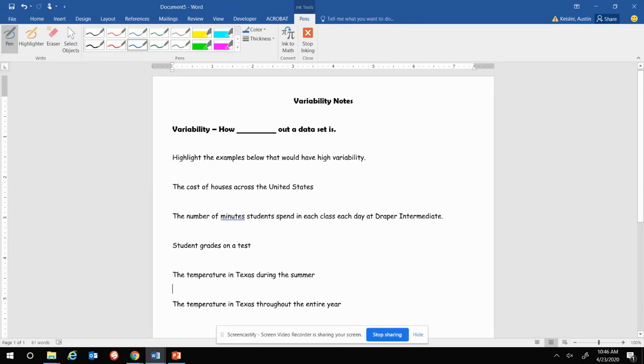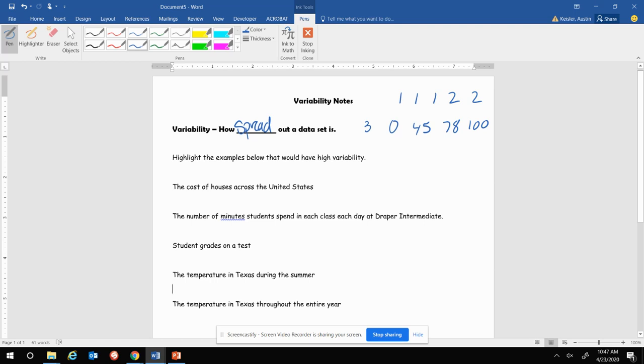All right, today we're going to look at variability. You might be familiar with this word, you might not be, but basically variability is how spread out a data set is. So if I had two different sets of numbers, let's say I had 1, 1, 1, 2, and 2. And then let's say I had 0, 45, 78, 100, and over here I'm going to put 3.